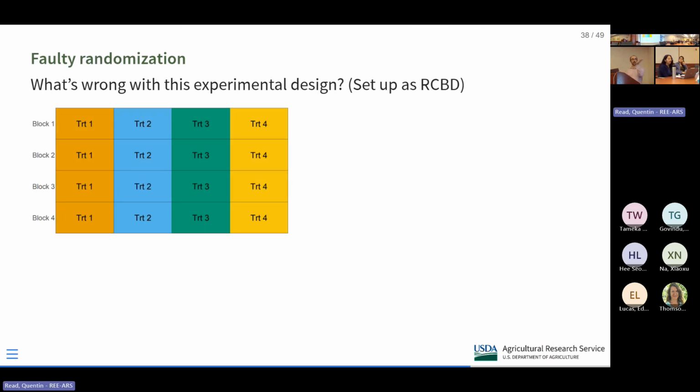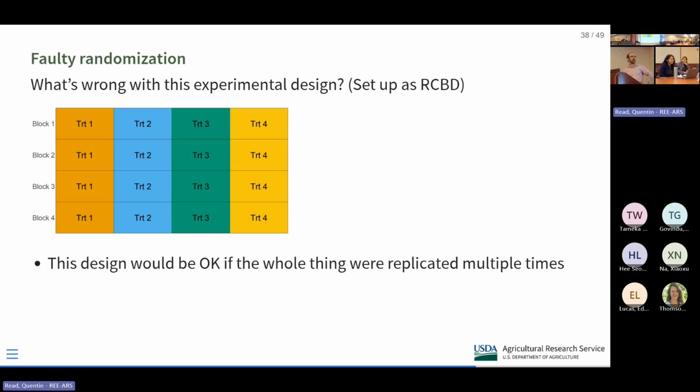So yeah, this is like what Peter was saying. This experimental design, which is supposed to be a randomized complete block, is actually a poor randomization. It would be fine if you replicated that whole thing multiple times, but if this is the whole experiment, all your treatment 1 is on the west side, all your treatment 4 is on the east side. So if there's an environmental factor that varies from east to west, you're not going to be able to tell if it's the treatment effect or the environmental effect.